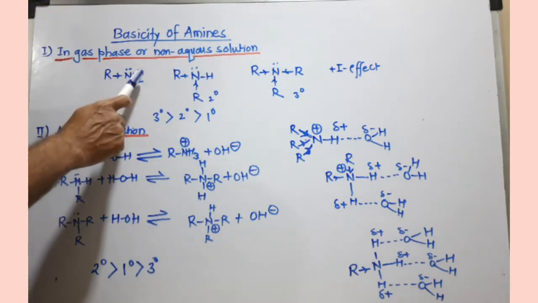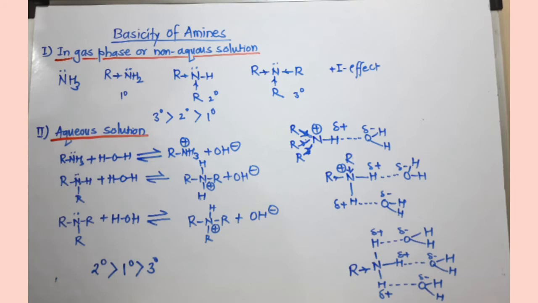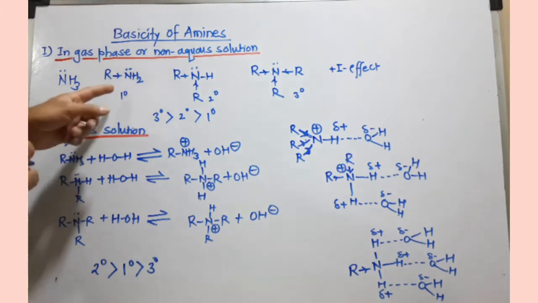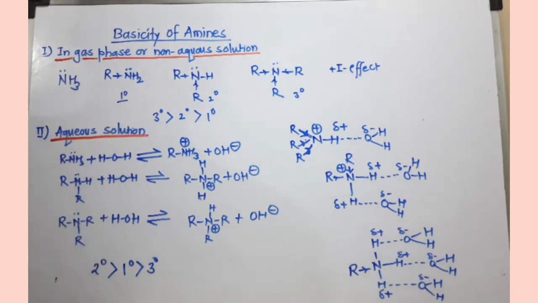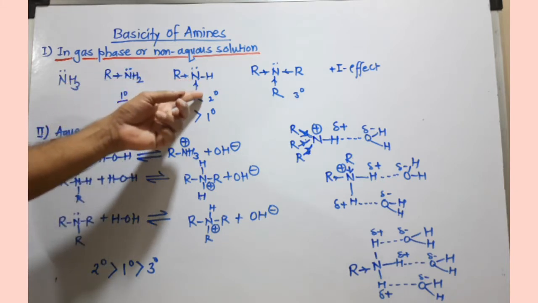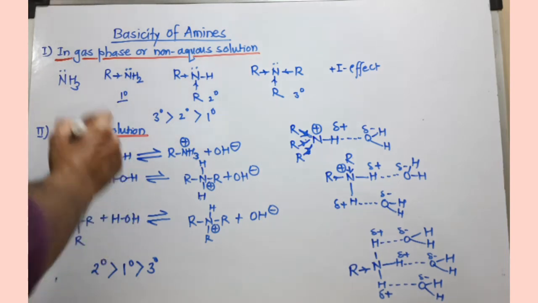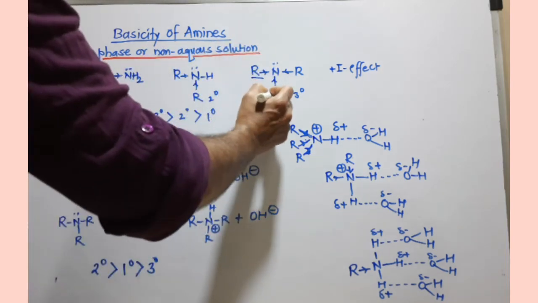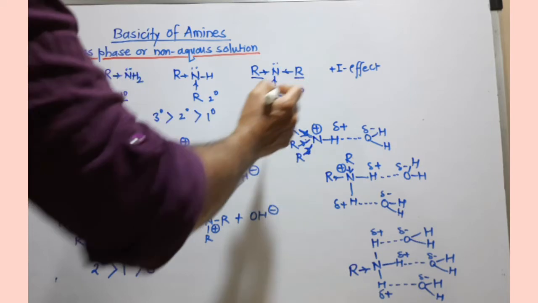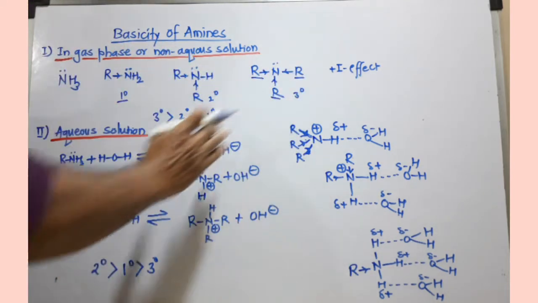So this is ammonia, 3 hydrogen. When one hydrogen is replaced with alkyl group, that becomes primary amine. When 2 hydrogens are replaced with alkyl group, that becomes secondary amine. And when 3 hydrogens of ammonia are replaced by 3 alkyl groups, that becomes tertiary amine. So we have primary amine, secondary amine and tertiary amine.